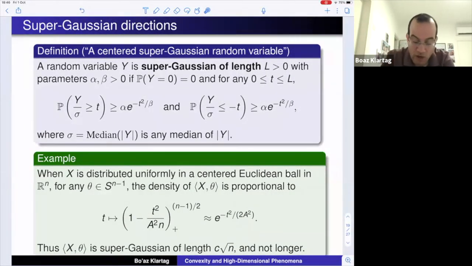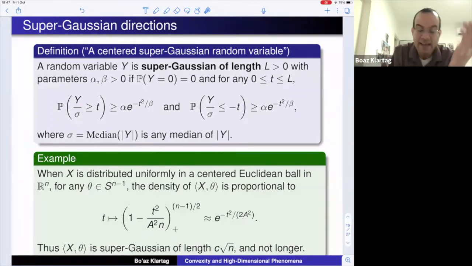Okay, so let me make a formal definition. A real valued random variable y is Supergaussian of length L with some parameters alpha and beta if the following holds. After you normalize, you divide y by sigma. I think of sigma as being the standard deviation of y, but let's put the median of the absolute value of y, just because maybe you don't have a second moment. So after I normalize y by sigma, what I require is that it has a heavy tail.